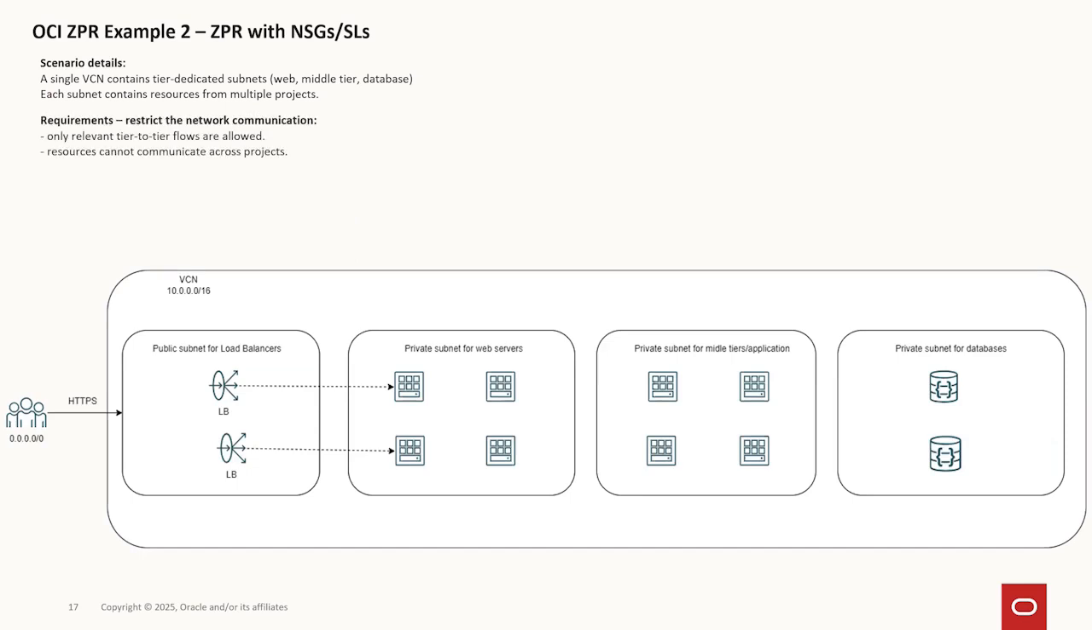What are the requirements? Well, we have multiple projects deploying inside the same VCN, inside those subnets. And we want only relevant tier-to-tier communication. So we wouldn't need, for example, the load balancer tier to talk to the database, right? We want the load balancers to only talk to the web servers. And the other important restriction is we do not want cross-project communication, right? So how can we achieve that?